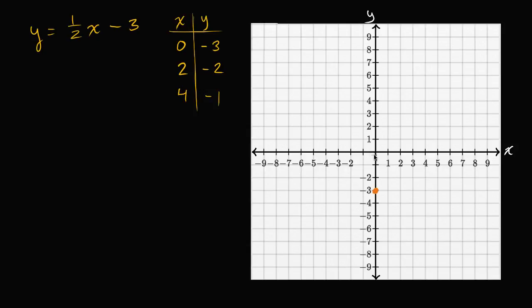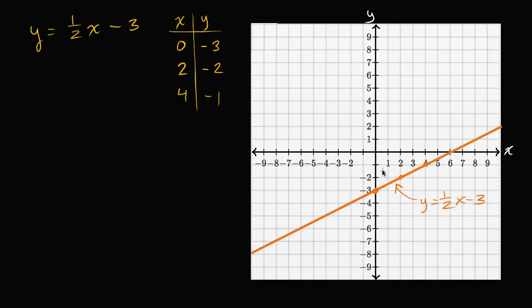2, negative 2 is on the line. And then we have 4, negative 1. So when x is 4, y is negative 1. And I could draw a line that connects all of these. So it would look something like that. So this right over here, this is the graph of y is equal to 1/2 x minus 3.